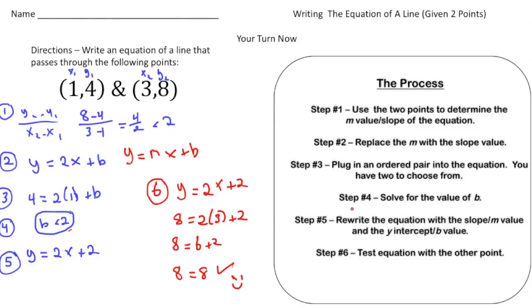Step number 5, you need to rewrite the equation with the slope m and the y-intercept value. So y equals 2x plus 2. Technically, that's the answer that we calculated. And then number 6, do me a favor, put a star next to this. This is the key one. We want to test the equation with the other point. The other point was (3, 8). When I substituted the 8 in for the y and the 3 in for the x, I get 8 equals 2 times 3 plus 2, and 8 equals 6 plus 2, which means 8 equals 8, which means it's balanced, which means we're correct. How'd you do?